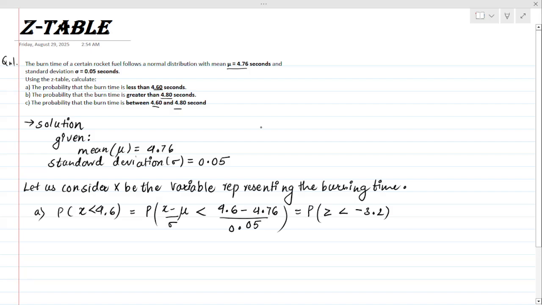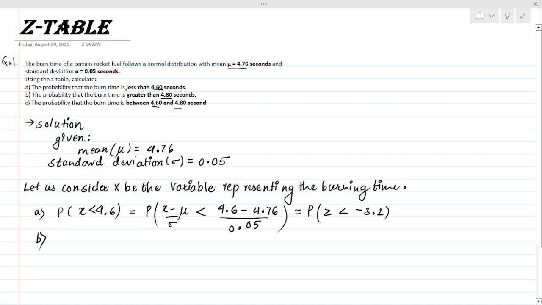Now let us keep this value as it is for now. We will solve for all of this, and then we will proceed to the Z table in order to find out these values.